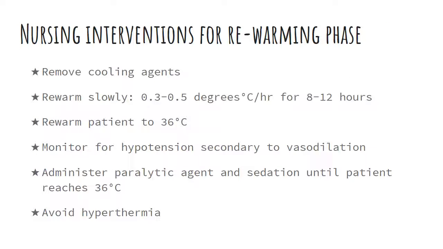As far as the rewarming phase, interventions for us as nurses, you want to obviously remove the cooling agents. You want to slowly, slowly, slowly rewarm your patient. 0.3 to 0.5 degrees Celsius per hour at the fastest for 8 to 12 hours. The desired temperature range for these patients is 36 degrees Celsius post rewarming.